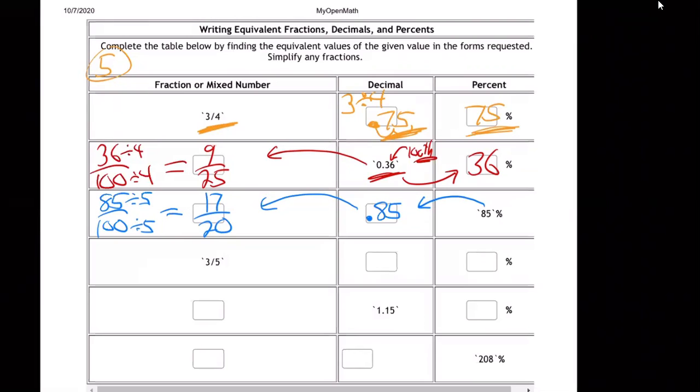Good. So the next one, 3/5. They're starting us with a fraction. Let's just divide 3 divided by 5 on your calculator. It'll be 0.6 for the decimal. And then to change that to a percentage, 0.6 decimal becomes what percent? 60%, because you move it 2 places.